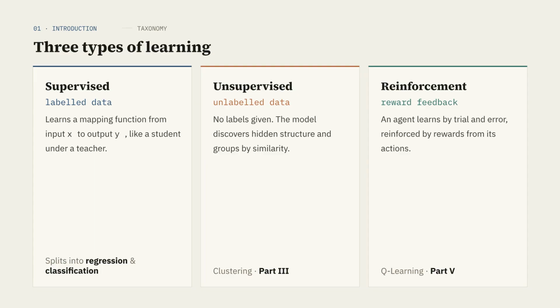There are 3 types of learning. Supervised learning uses labeled data to map inputs to outputs. Unsupervised learning finds patterns in unlabeled data. Reinforcement learning uses feedback from actions to guide an agent. Supervised learning splits into regression and classification, which form our first 2 parts.